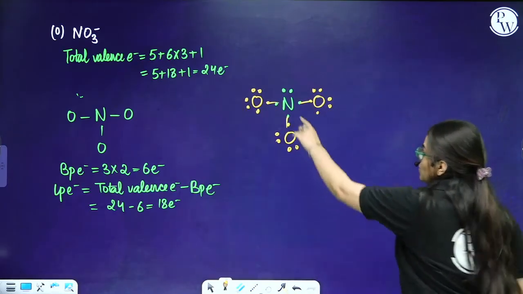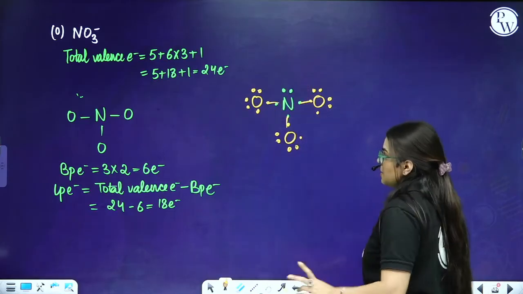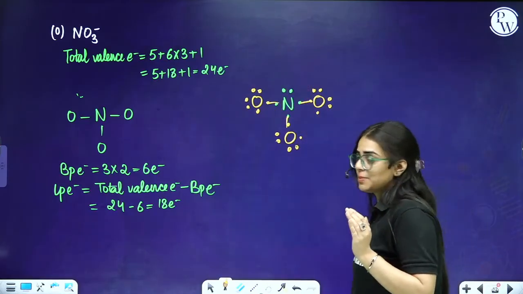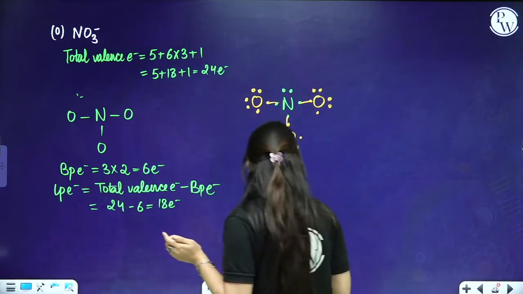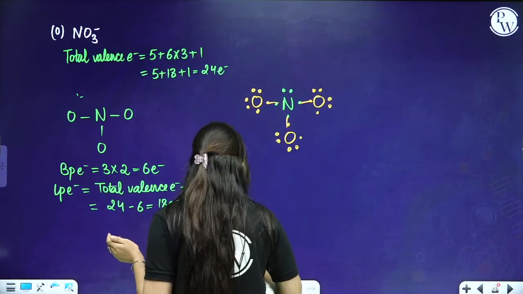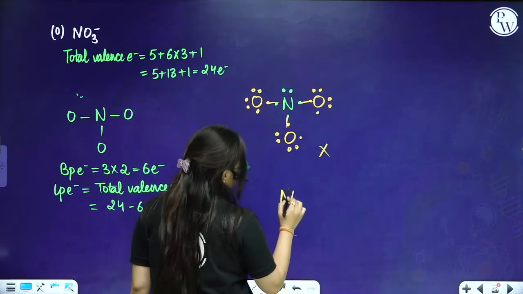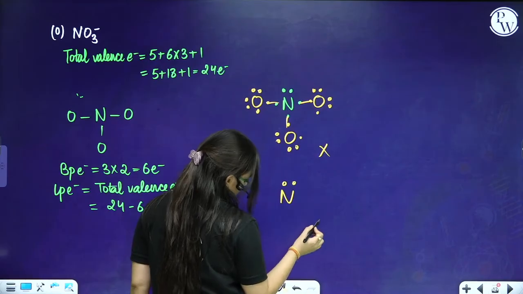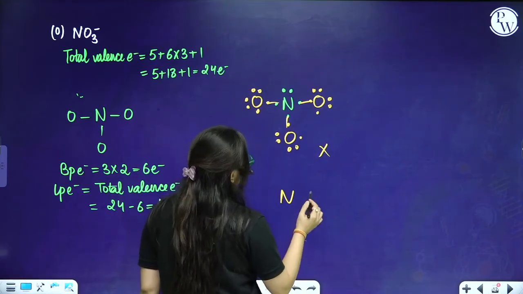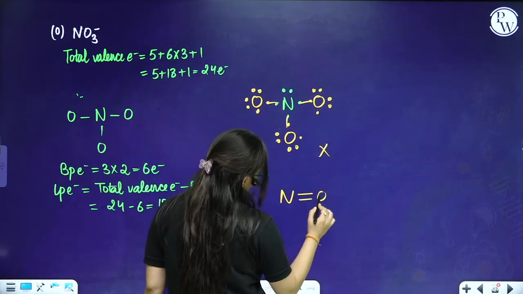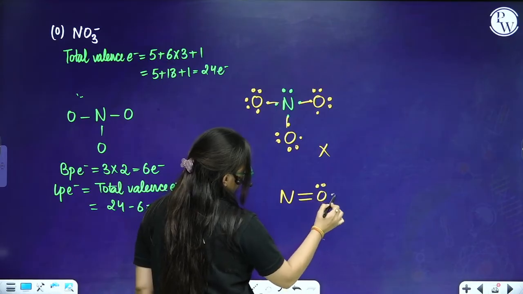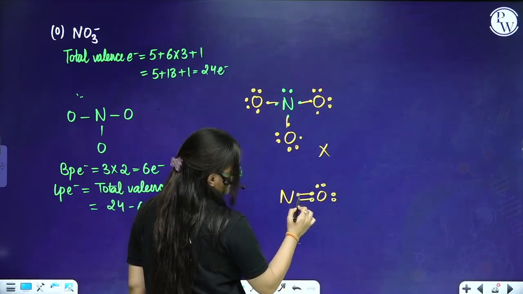Nitrogen, if I count 1, 2, 3, 4, 5, 6, 7, 8, is stable, but oxygen is still not stable. So what will happen over here? This structure is incorrect. So nitrogen again holding 1, 2. Here there will be a double bond between nitrogen and oxygen. Now see, 1, 2, 3, 4, 5, 6 and 7, 8.